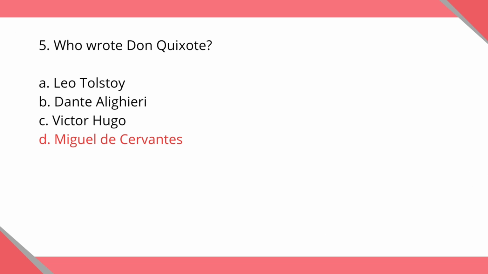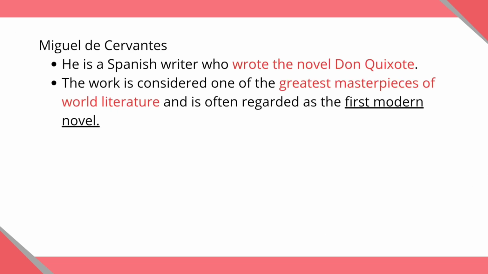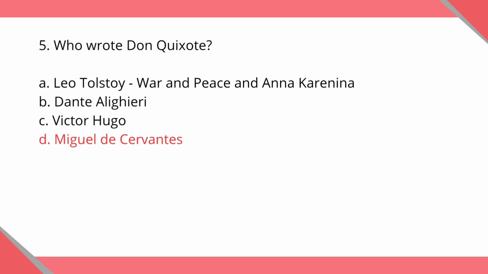Miguel de Cervantes. He is a Spanish writer who wrote the novel Don Quixote. The work is considered one of the greatest masterpieces of world literature and is often regarded as the first modern novel. Option A. Leo Tolstoy wrote War and Peace and Anna Karenina. The option B. Dante Alighieri wrote The Divine Comedy, and the option C. Victor Hugo wrote Les Miserables.